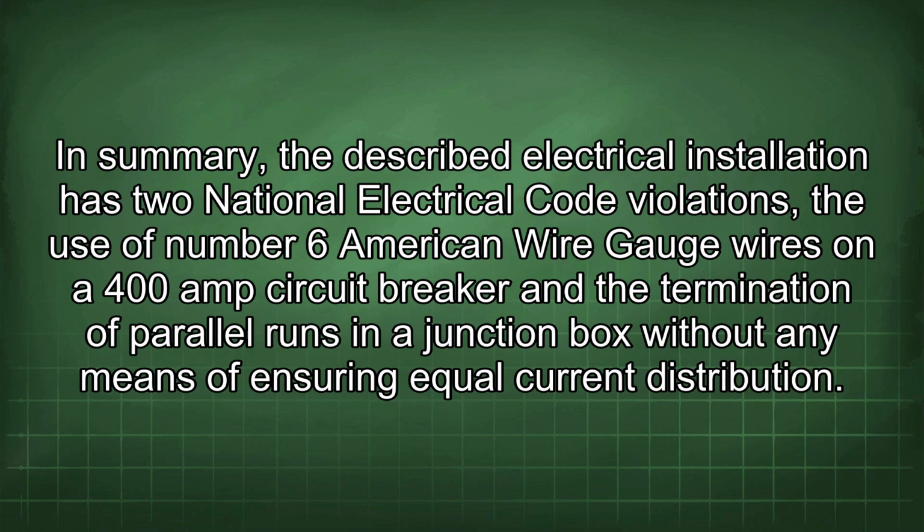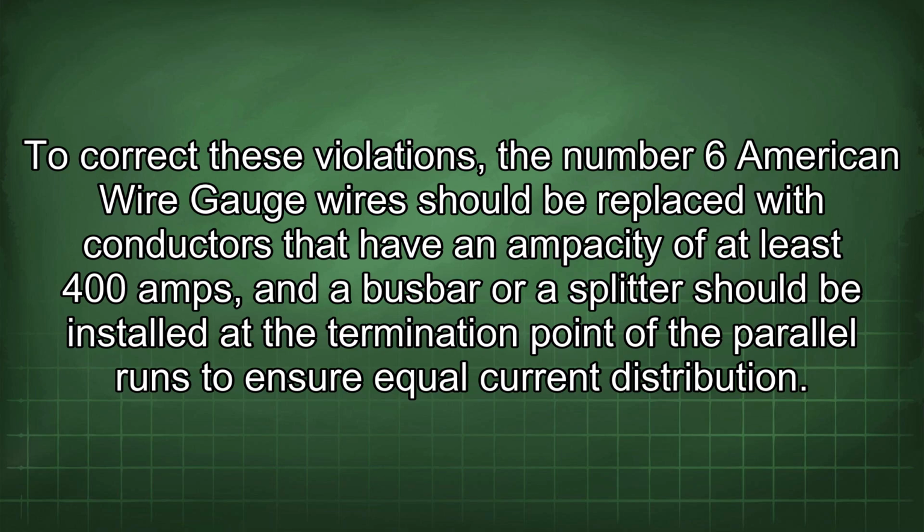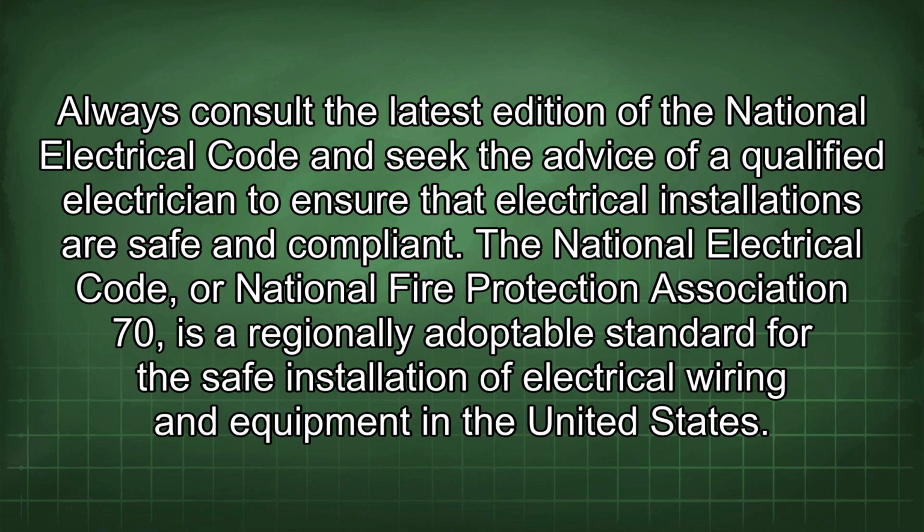In summary, the described electrical installation has two National Electrical Code violations: the use of number 6 American wire gauge wires on a 400 amp circuit breaker and the termination of parallel runs in a junction box without any means of ensuring equal current distribution. To correct these violations, the number 6 American wire gauge wires should be replaced with conductors that have an ampacity of at least 400 amps, and a busbar or a splitter should be installed at the termination point of the parallel runs to ensure equal current distribution. Always consult the latest edition of the National Electrical Code and seek the advice of a qualified electrician to ensure that electrical installations are safe and compliant.